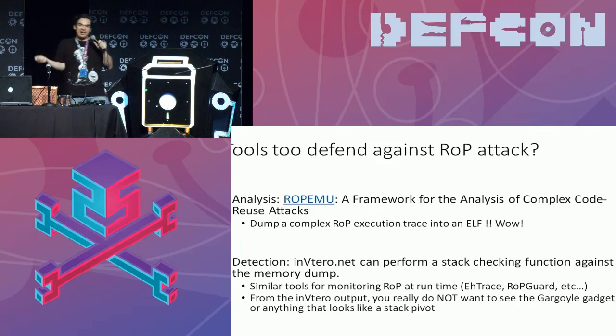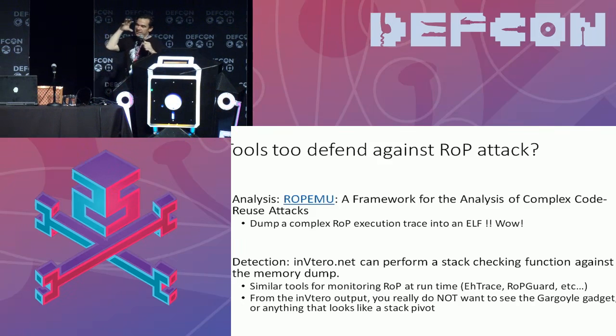And you have to chain these together. So anyhow, ROP-EMU will take these ops and actually emit an ELF binary that you can just throw into IDA, which is pretty dope.